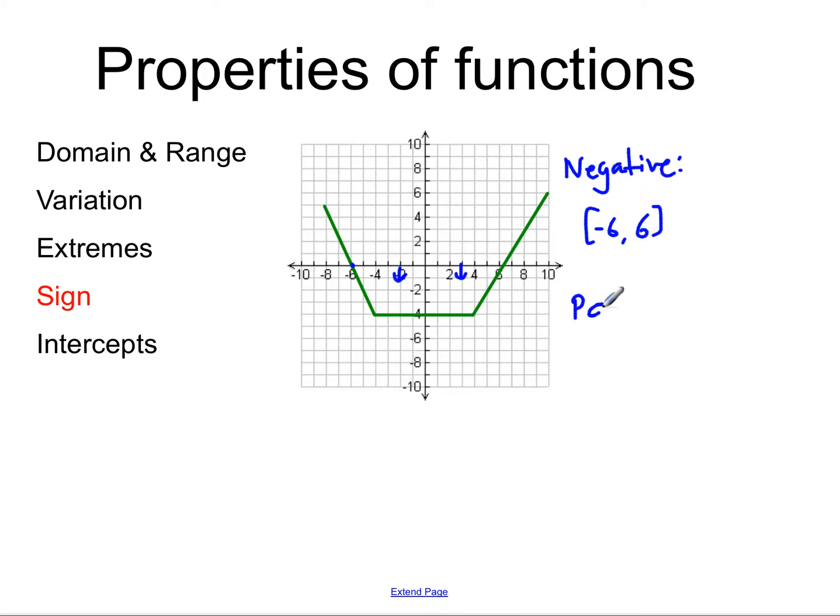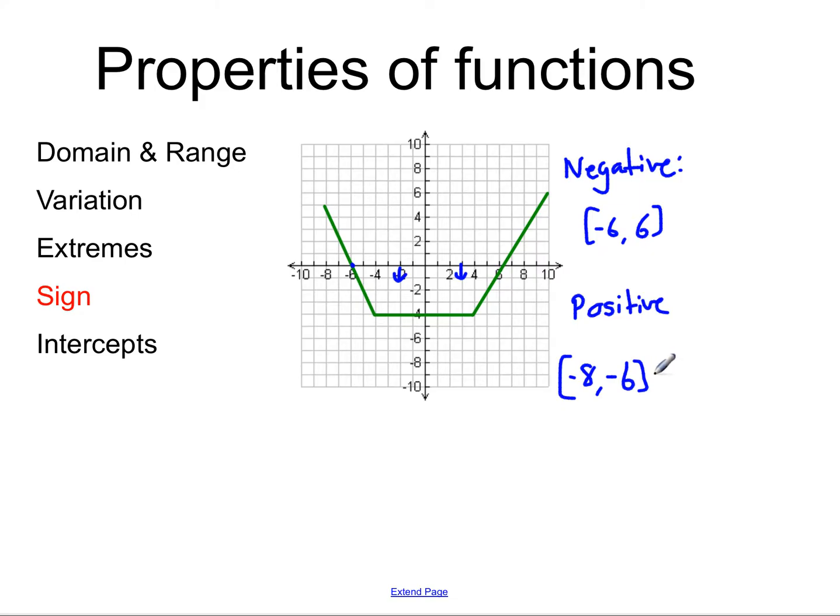Now, the positive one, the positive interval is a little more interesting, something that you may need to be reminded of, because it's broken into two parts. It's positive over here and it's positive over here. So how do we write that? Well, first we write the first interval. It goes from -8 to -6. All the y values corresponding to these x values would be positive. And we write it normally.